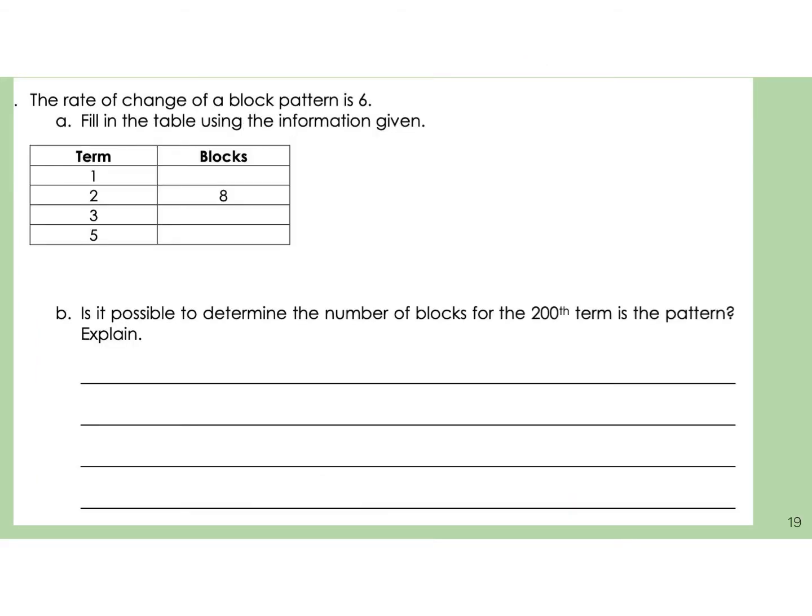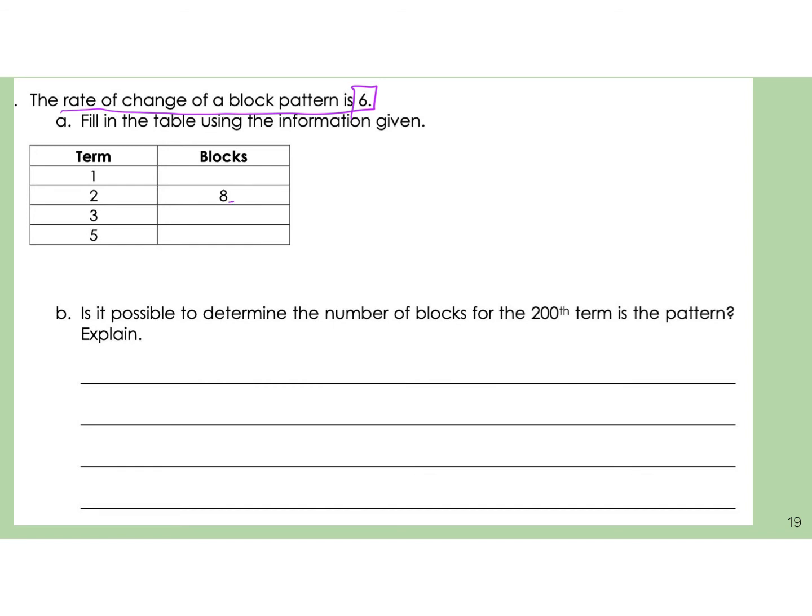All right, so this practice problem, let's see what they want us to do. They're telling us the rate of change is 6, okay? We don't have to figure it out. They're telling us. But they want us to complete the table now, given that information. So what does that mean? That means I'm adding 6 for each term. But term 1 doesn't have 6 in it because 6 plus 6 is not 8.